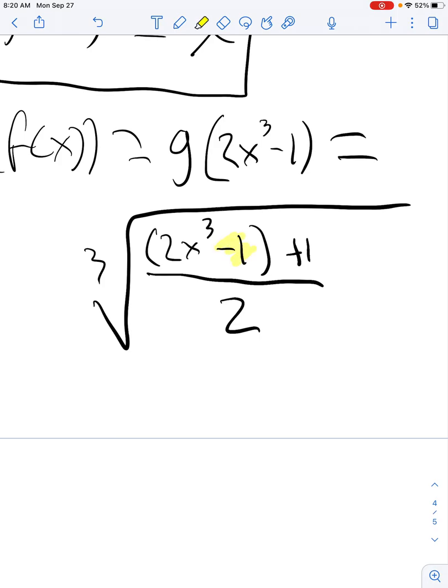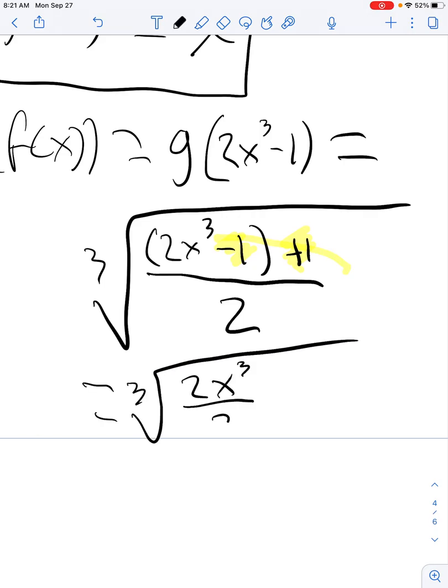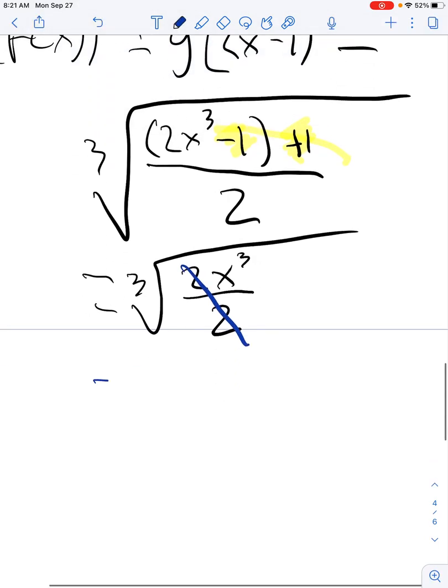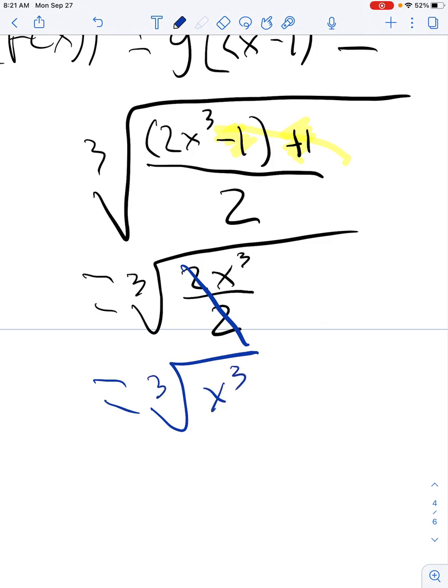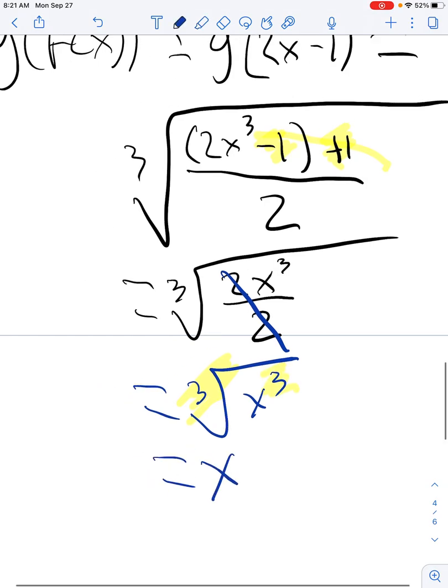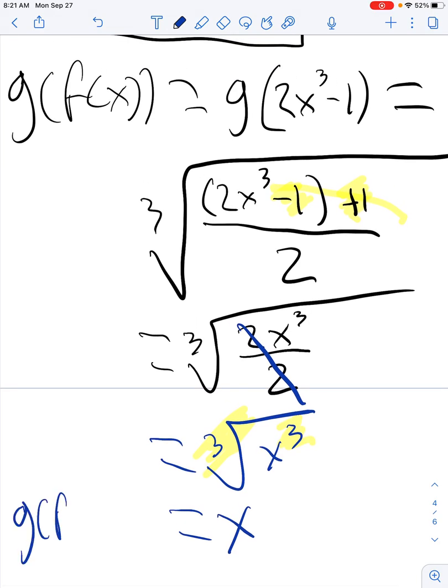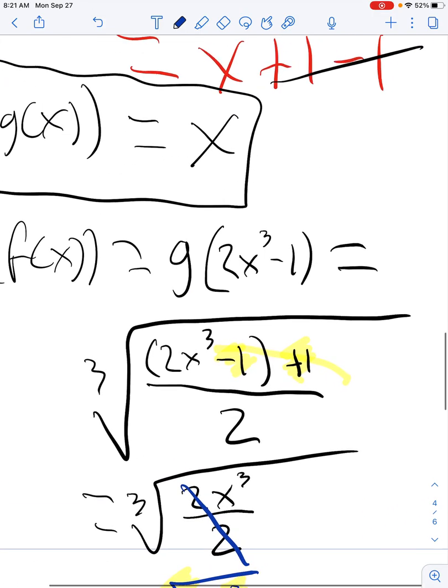Now, again, I see I've got negative 1 plus 1, so those are going to cancel out. So I'm going to rewrite it as the cubed root of 2x to the third divided by 2. And I'm going to say, 2 divided by 2 cancels out. Therefore, I have the cubed root of x to the third. And again, these are inverse operations, so they also are going to cancel out. Therefore, g of f of x equals x.